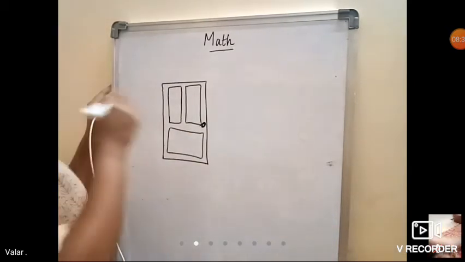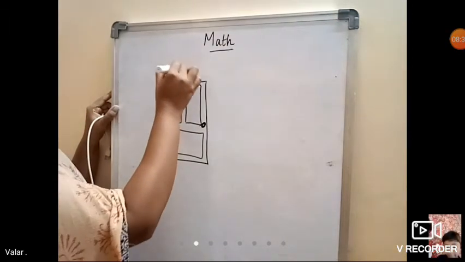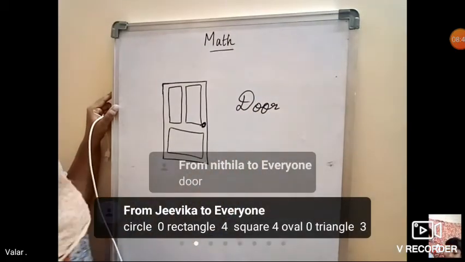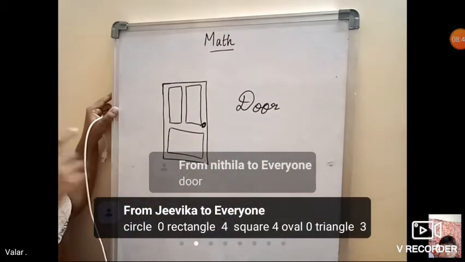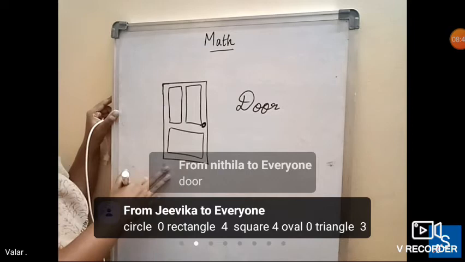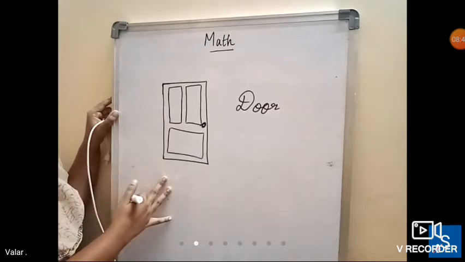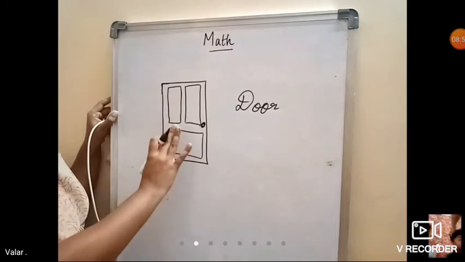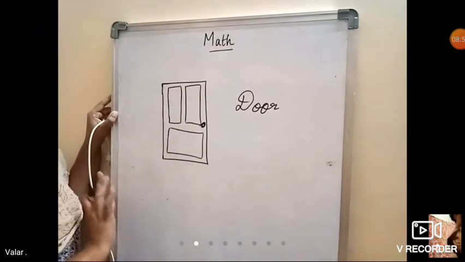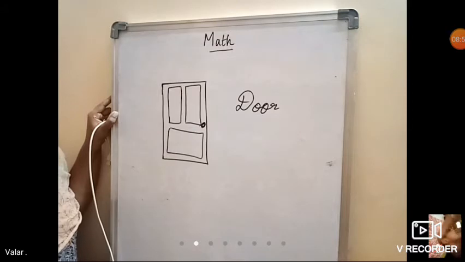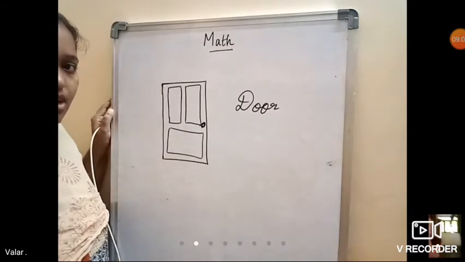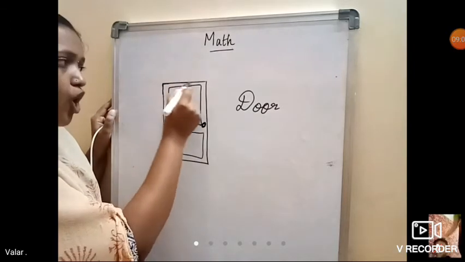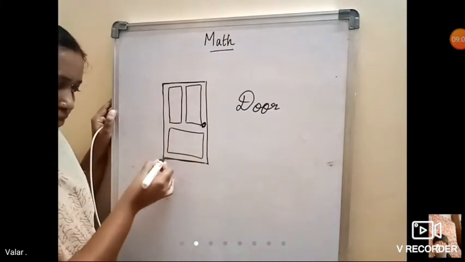Okay, this is a door. This is a door. In this door, you can get two types of line. Don't look inside, just look at the outside alone. You just imagine a door first. Upside, you can see the top and the bottom.